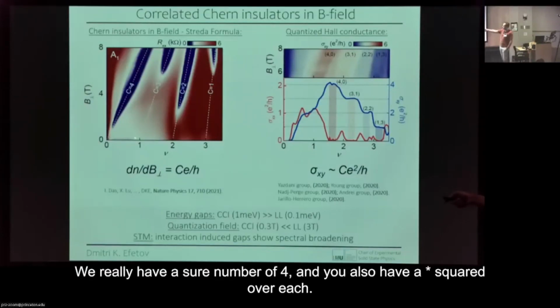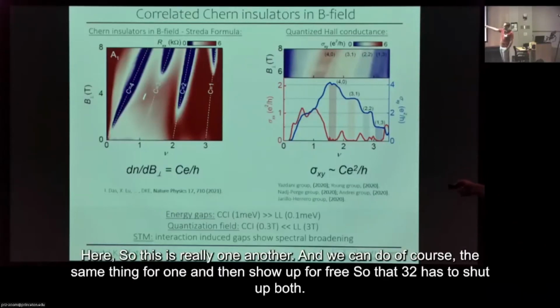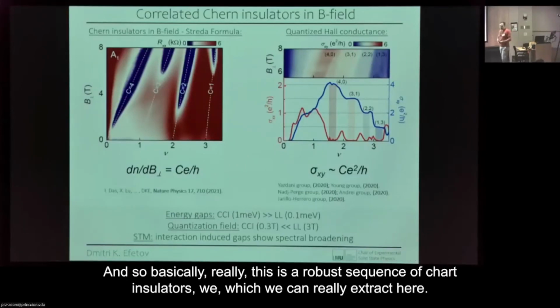And we can do, of course, the same thing for the Chern insulator from filling factor 1. It has a Chern number of 3. Filling factor 2 has a Chern number of 2. And so basically, this is a robust sequence of Chern insulators which we can extract here.